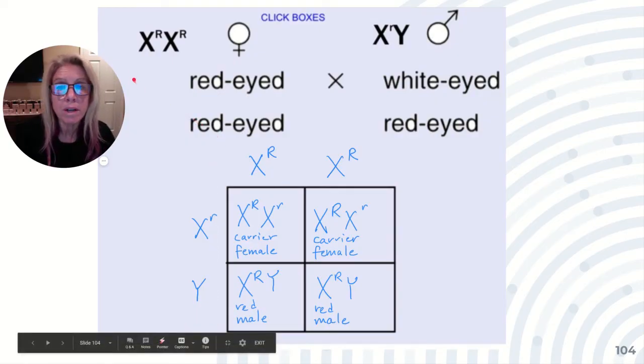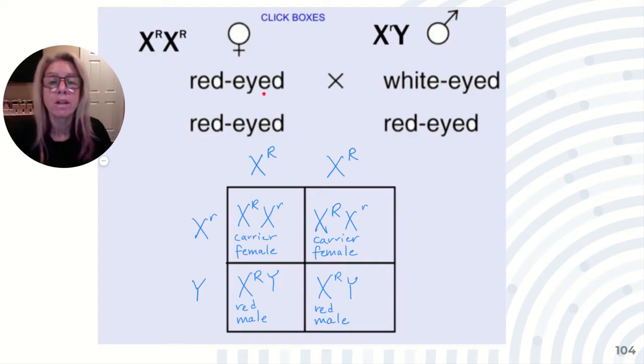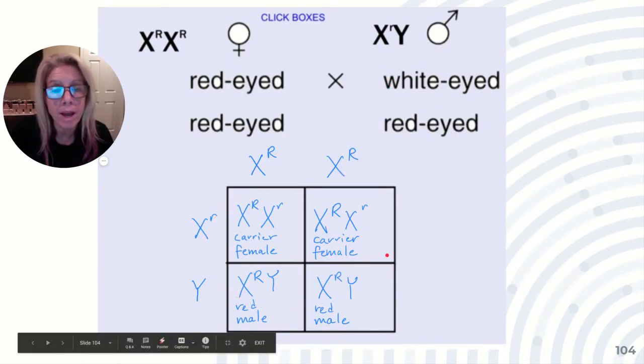So when you do a cross like this, where the female is red-eyed, that's normal, okay, which is called the wild type eye, and you cross it with a mutant white-eyed, and all the offspring are red, okay, that is a good example there of a sex-linked trait.